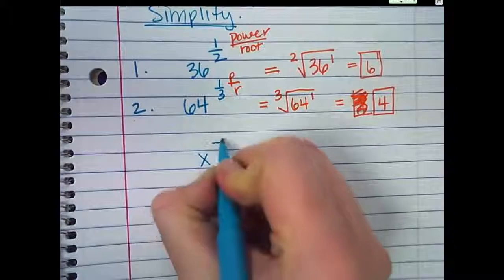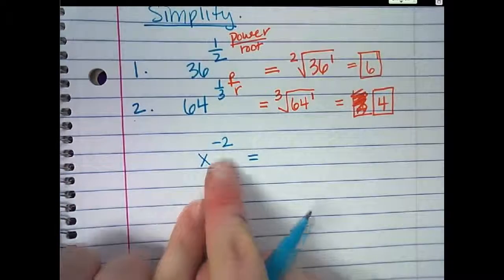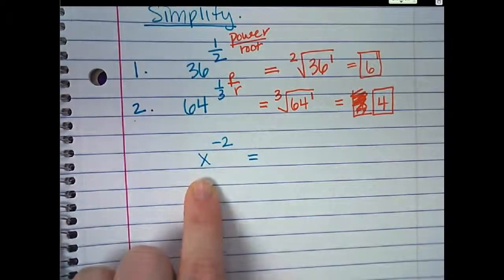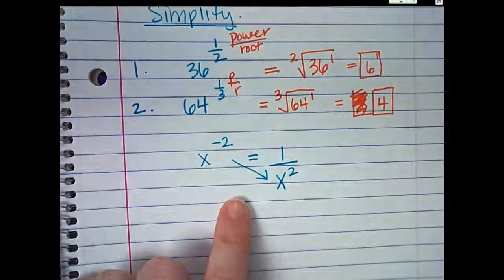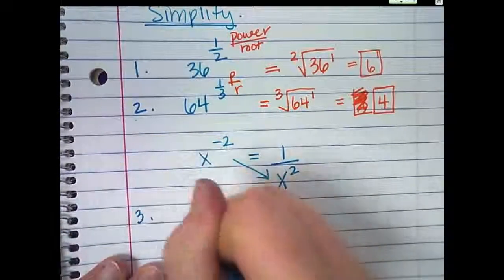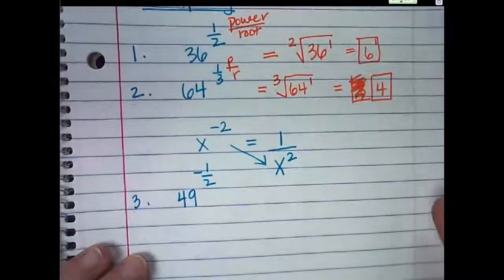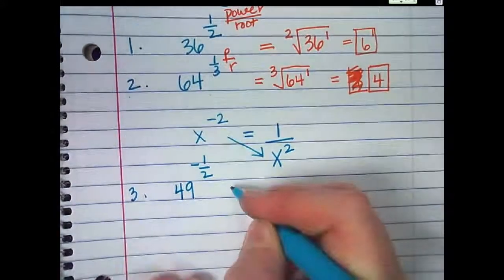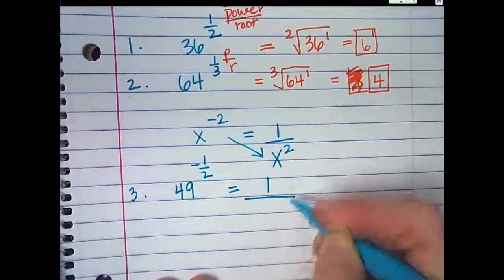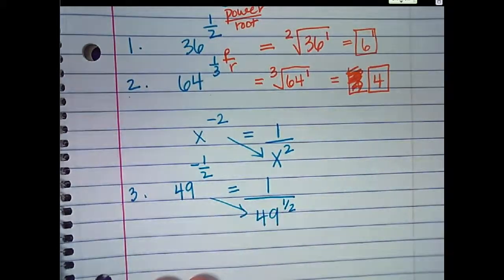Okay, before we do the next one, let's review what our negative exponent does. If I give you x to the negative 2, how do I make that positive? You put it onto the bottom. It moves to the bottom. So if I give you something like 49 to the negative 1/2 power, what would you do first? Move it to the bottom, and the whole thing moves to the bottom. So it's 1 over the whole thing, 49 to the positive 1/2.